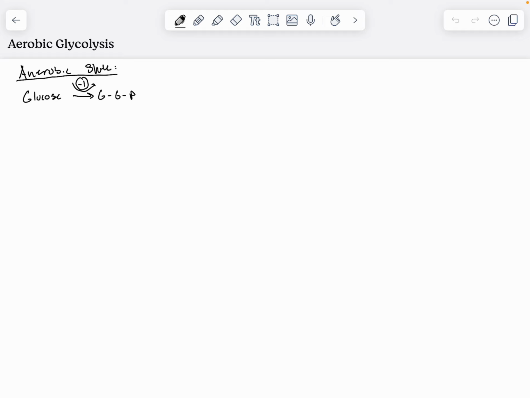So for anaerobic state of glycolysis, again, we start off with glucose. It goes to G6P, F6P, F1,6 biphospho something. And then if we remember, G3P, and then DHAP down here, and then shoot all the way down here through some reactions, and we end with lactate.